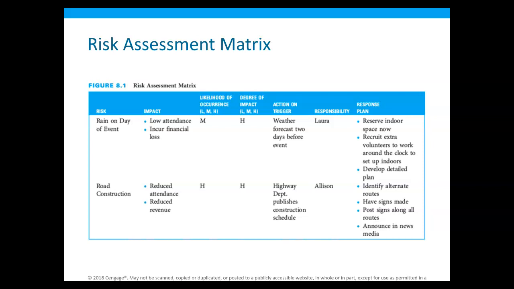Likelihood of occurrence. So they broke it down into 3 categories. And then you can say, what do we do if it happens? Who's responsible? And also what we can do for a response plan. So, paint's the wrong color. Response plan, we meet with the client to determine what we need to do.